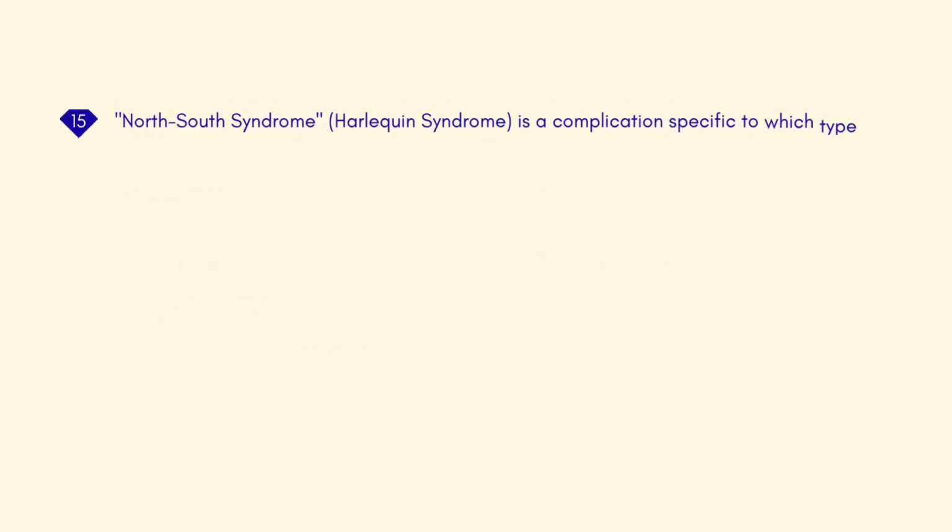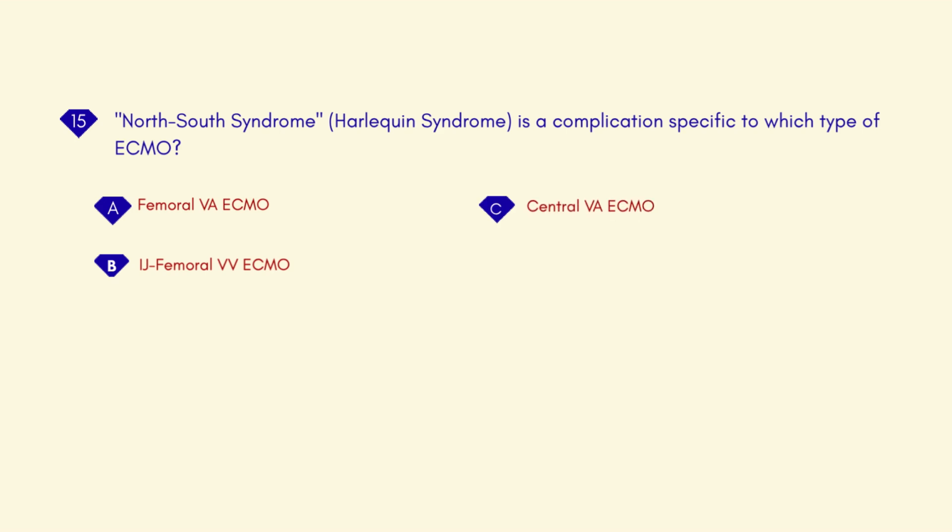North-South syndrome, Harlequin syndrome, is a complication specific to which type of ECMO? A. Femoral VA ECMO. B. IJ-femoral VV ECMO. C. Central VA ECMO. D. Avalon dual-lumen VV ECMO. Answer: A. Femoral VA ECMO.